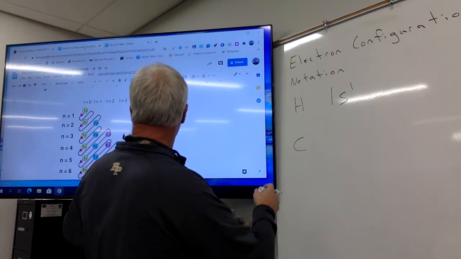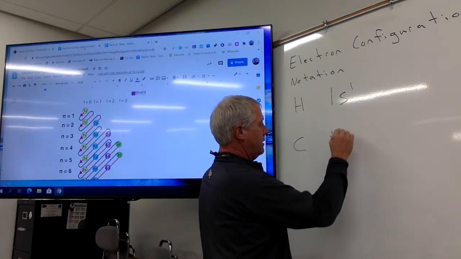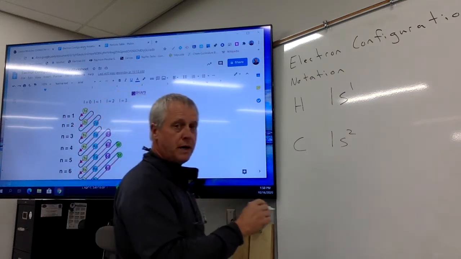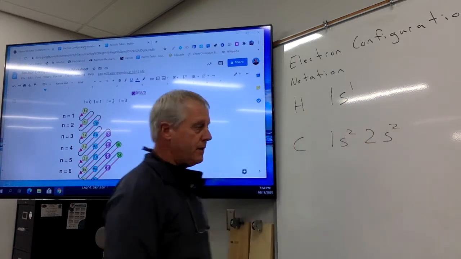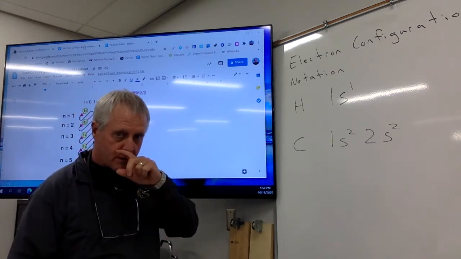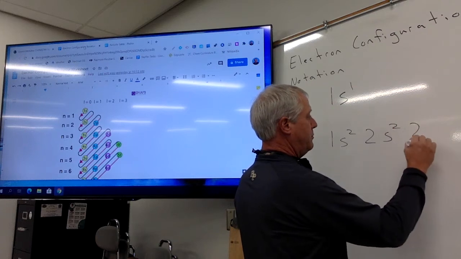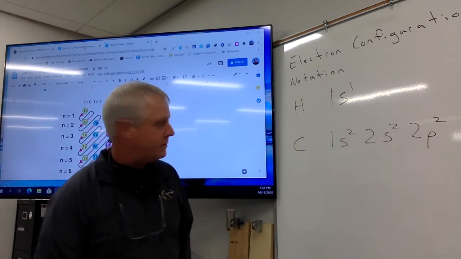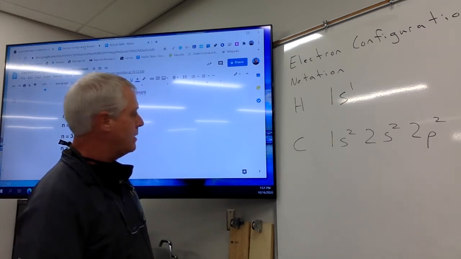So we can fill up the 1s, so that would be 1s2. And then it comes around to the 2s, so that would be 2s2. And then we go back around to 2p. Now there are 2 electrons left because carbon has 6 electrons, so that would be 2p2. When we count those, that adds up to 6. Okay, so that is the electron configuration notation for carbon.